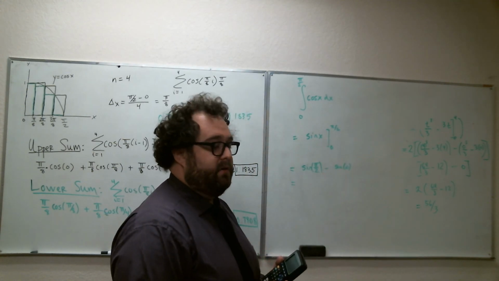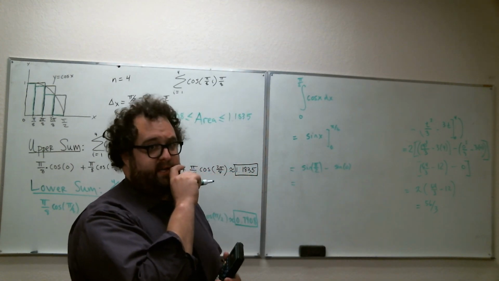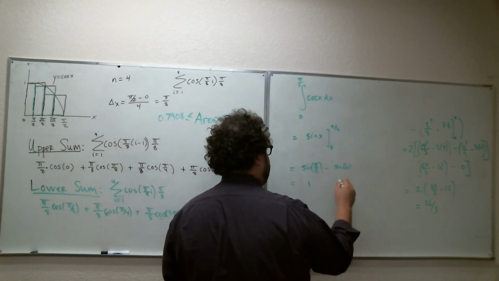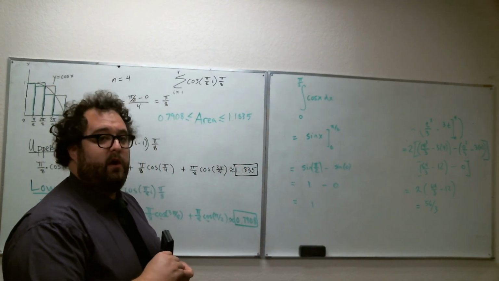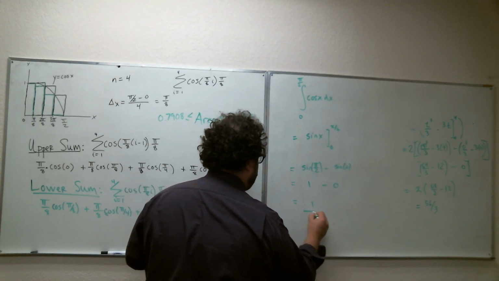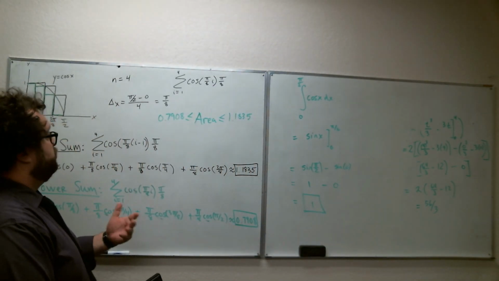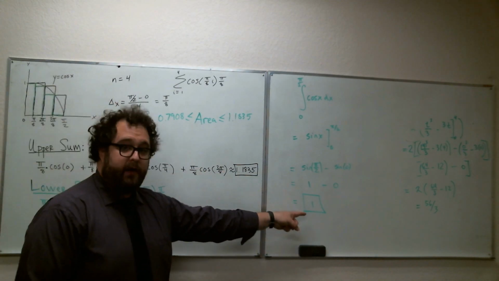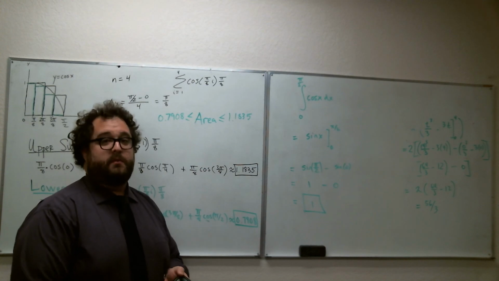So sine of pi over 2 is what? Well, think about your unit circle. Sine of pi over 2 is 1. Sine of 0 is 0. So there is the true area under the curve. So the true area is 1, which certainly is in between these two estimates.